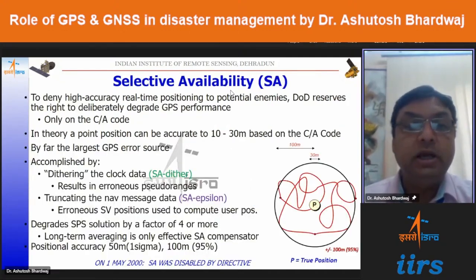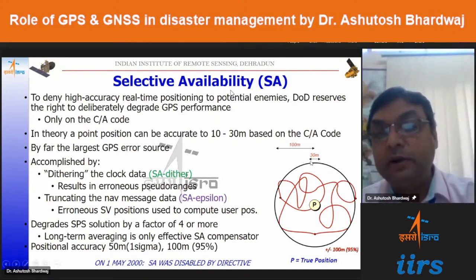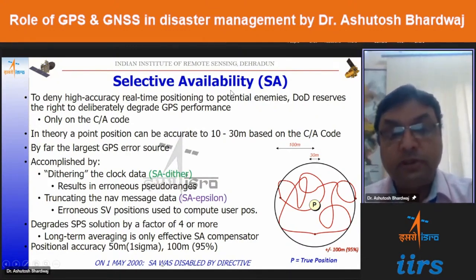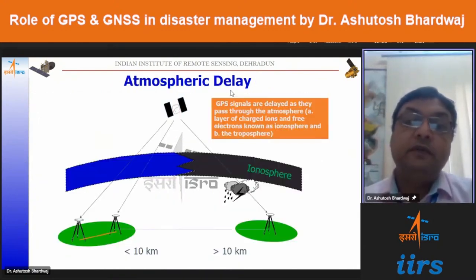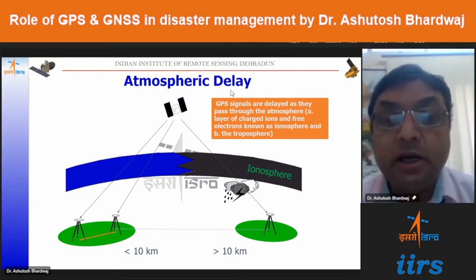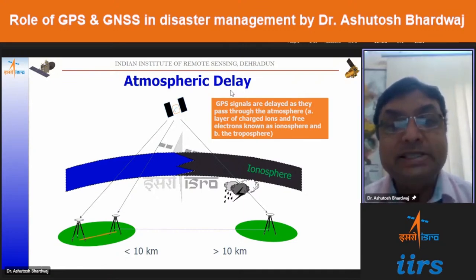So that mask angle is also used in the computation. Selective availability, as I was telling, now it has been switched off. So from 100 meter of accuracy, we are now getting 10 to 30 meter of accuracy. On 1st May 2000, this feature was switched off, which was actually there for reducing the accuracy achieved by the civilian user earlier. Now atmospheric errors: if the baseline is long, then we have to use some specialized softwares. But if the baseline is short, the commercial softwares can be utilized for the DGPS processing.